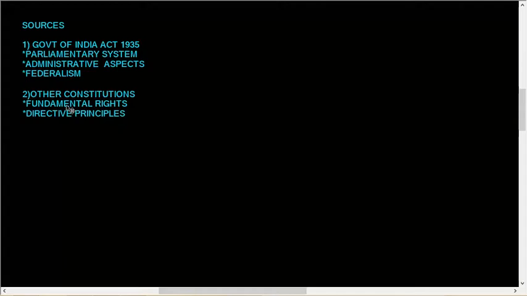And the last source is the objectives resolution. The objectives resolution was basically based on old Congress Party documents. It was written by Jawaharlal Nehru. It was written by Prime Minister Nehru. So we'll write that down. Written.